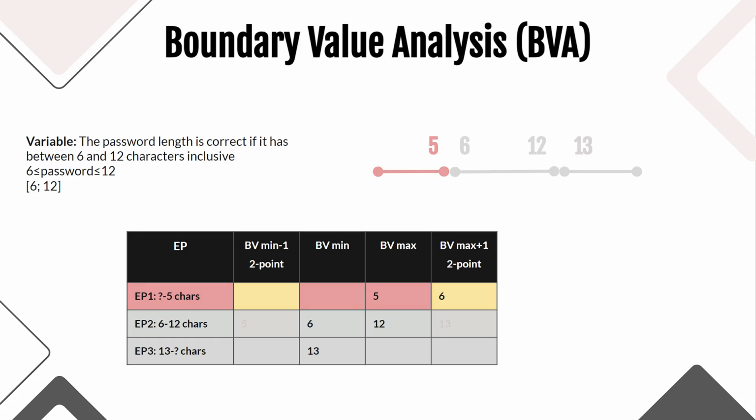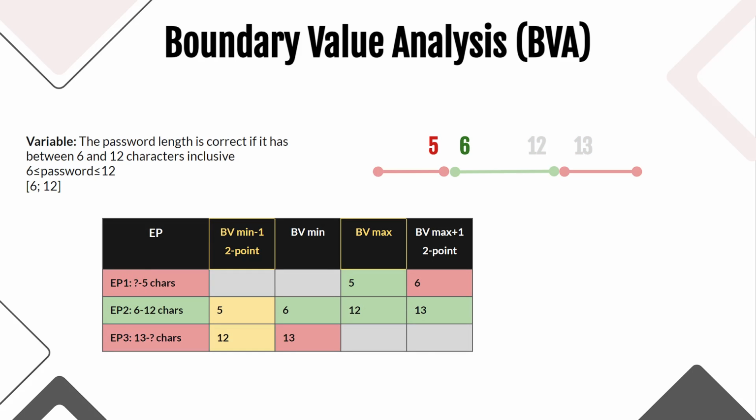Accordingly, for the boundary values 6 and 12, the neighbors are 5 and 13. And for the boundary value 13, the neighbor is the value 12. And thus the complete table looks like this. Each boundary value has one neighbor, and a total of 4 neighbors. Most try to avoid this explanation because it takes additional steps, but in the case of 2-point boundary analysis, it does not bring any result. As you can see, the neighbors on the left, 5 and 12, are the same as the maximum boundary values.